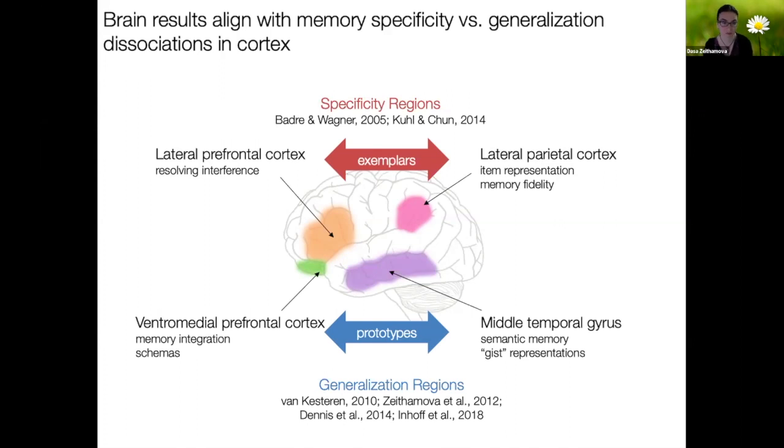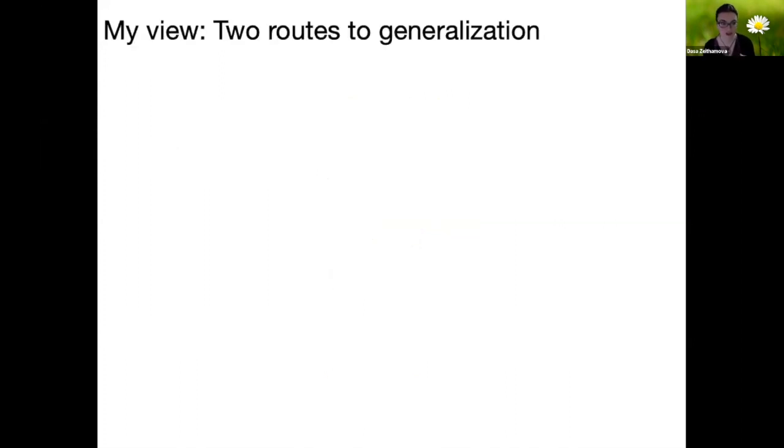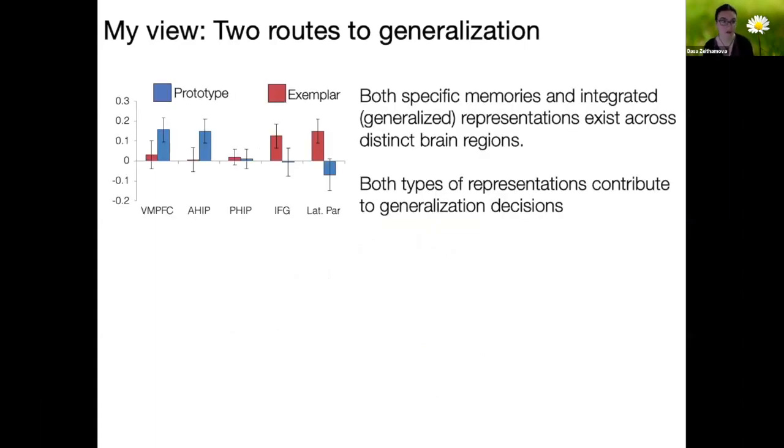So to summarize my view, I believe that we definitely have both of these routes to generalization. They both happen at some times, or maybe they happen in parallel. They seem to be supported by distinct regions, but rather than a true division of labor, where the generalization regions are used for generalization and the specificity or exemplar regions are used for, let's say, episodic memory, I think that both types of representation can contribute to generalization judgment. So we do use a retrieval-based strategy from separate memories in addition to integrated memories.